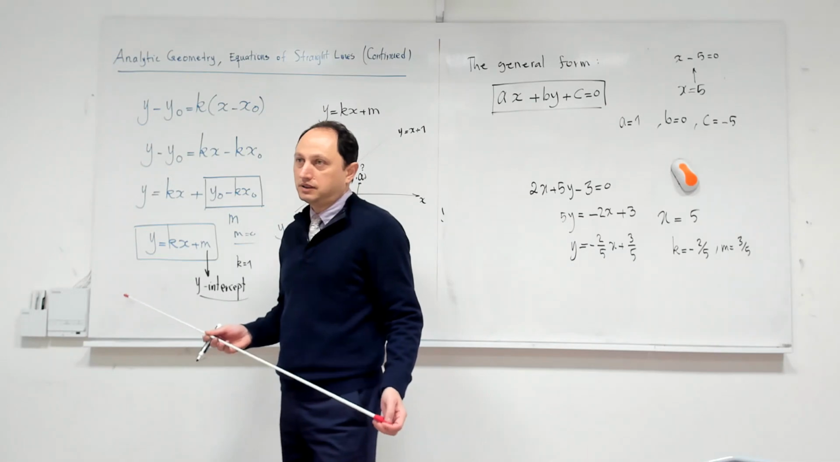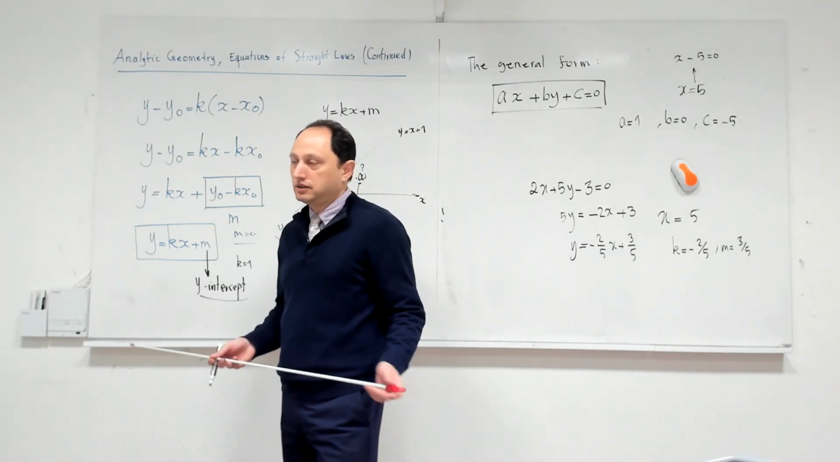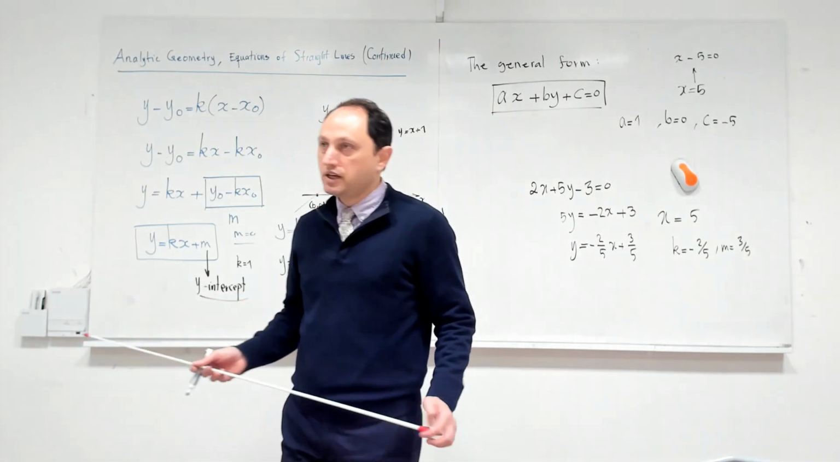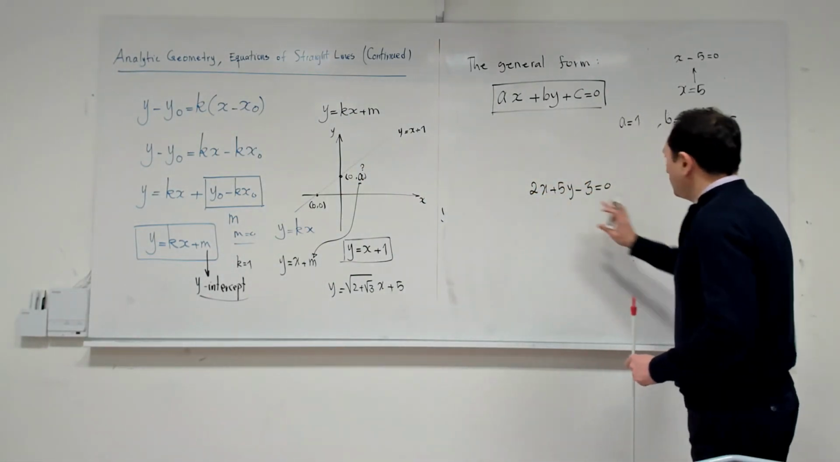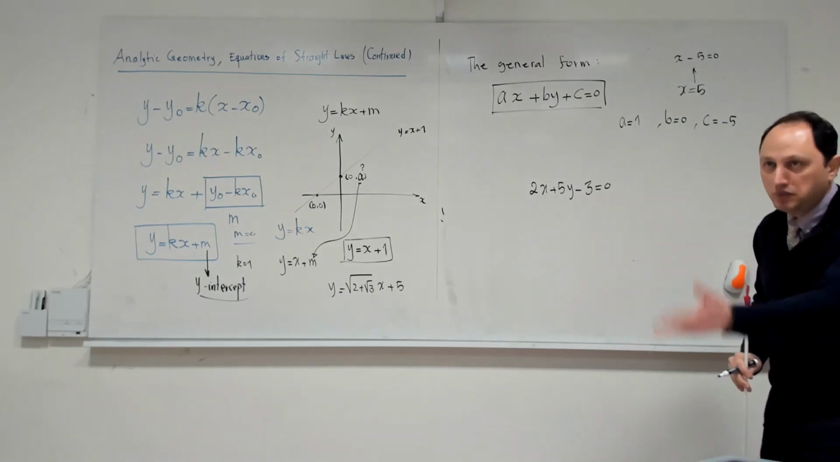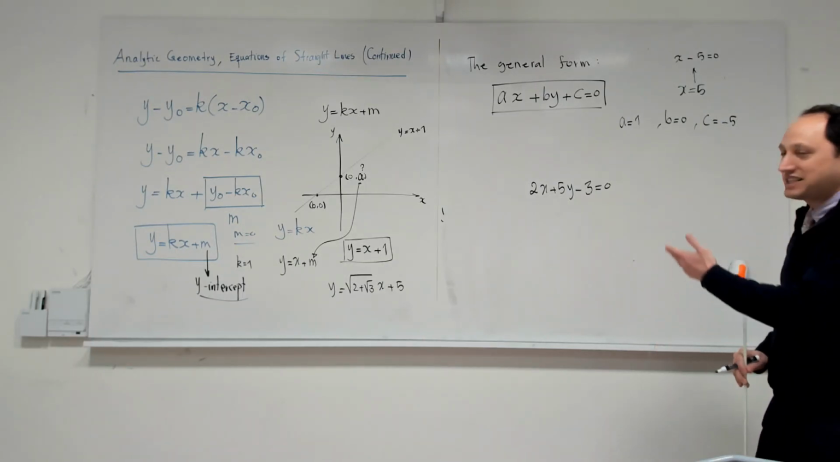But why would you use the k form instead of this? It's easier to work with. Yes. For example, that's a good question. If I ask you what is the slope of this line, it is not immediate to answer. Of course, it's very simple algebra.